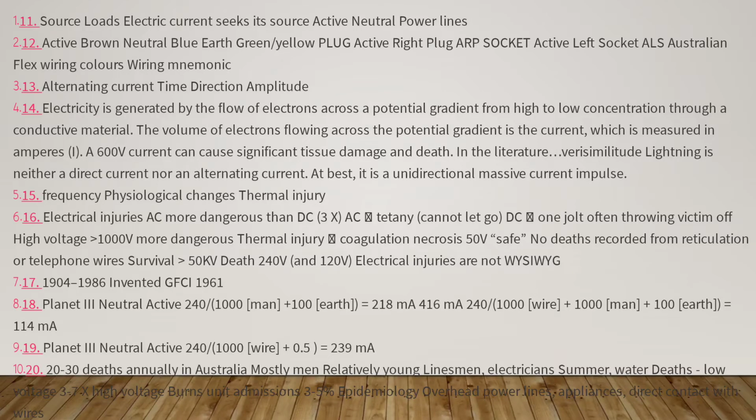Active is brown, neutral is blue, earth is green and yellow. Plug: active on the right, ARP; socket: active on the left, ALS. Flex wiring colors. Alternating current: time, direction, amplitude.